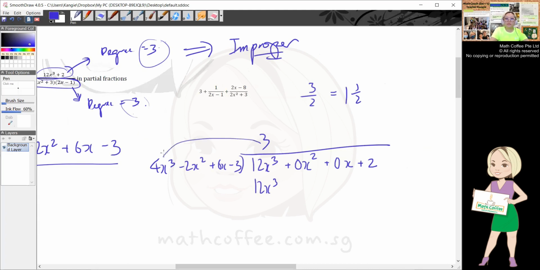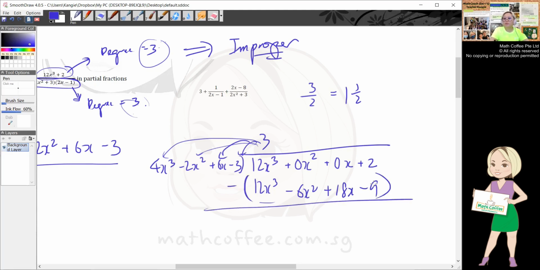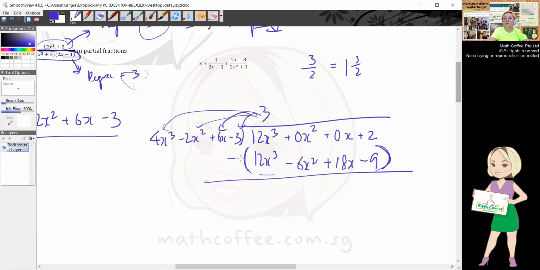So this one times this one, I get this. This one times this one, I get minus 6x squared. This one times this one, I get plus 18x. This one times this one, I get minus 9. And when I subtract, please put the bracket. This is an easy way for you to see. So 0 minus minus 6 is 0 plus 6, so this is 6x squared. 0 minus 18, so this is minus 18x. 2 minus minus 9 means 2 plus 9, so it's plus 11.